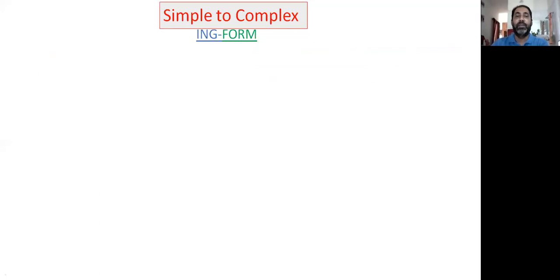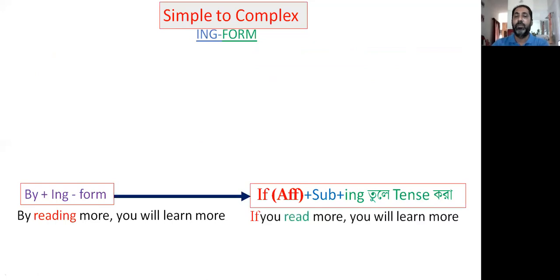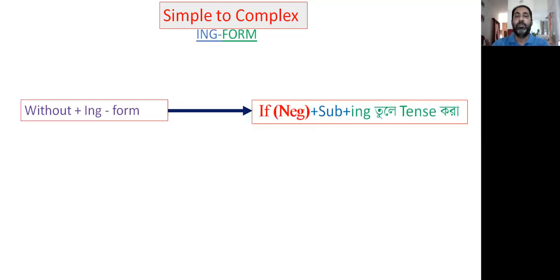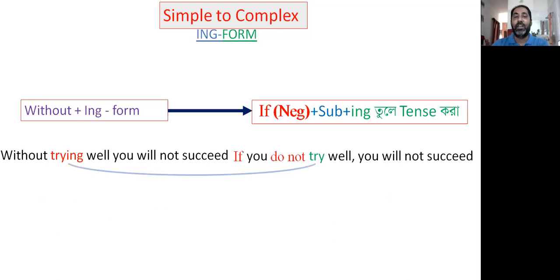By plus ing, if in affirmative form: by reading more, you will learn more. If you read more, you will learn more. If clause is in the affirmative form. Now, without here, if clause will be in the negative form. Without trying well, you will not succeed. If you do not try well, you will not succeed.